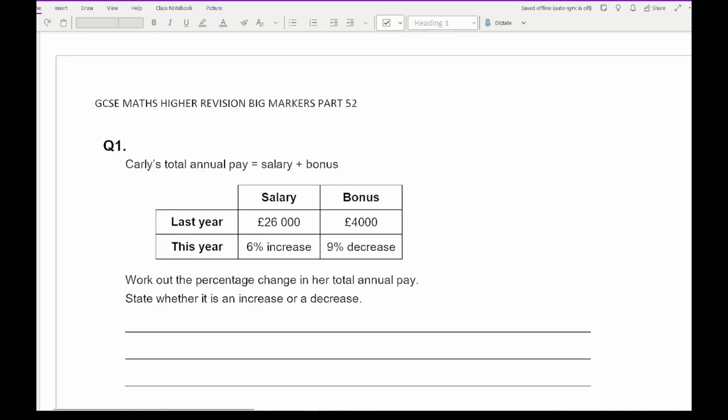So let's get started on question 1. Question 1 says Carly's total annual pay is equal to salary plus the bonus, and the question is asking us to work out the percentage change in the total annual pay, and state whether it's an increase or decrease.